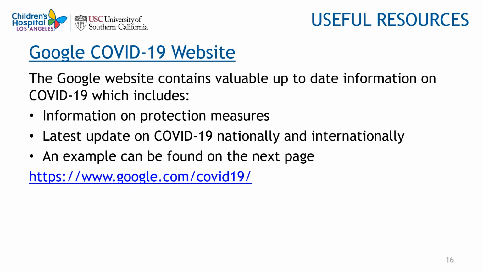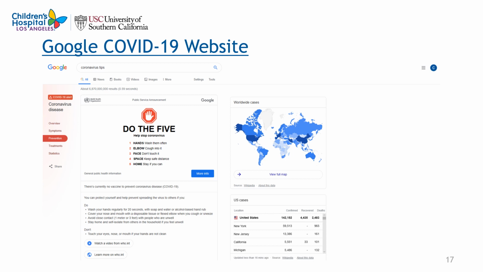There is a Google COVID-19 website that contains valuable up-to-date information on COVID-19, which includes information on protection measures, latest update on COVID-19 nationally and internationally, and an example of that can be found on the next page. This is what Google COVID-19 website looks like.